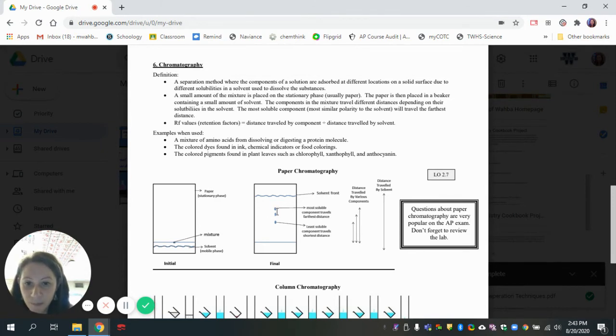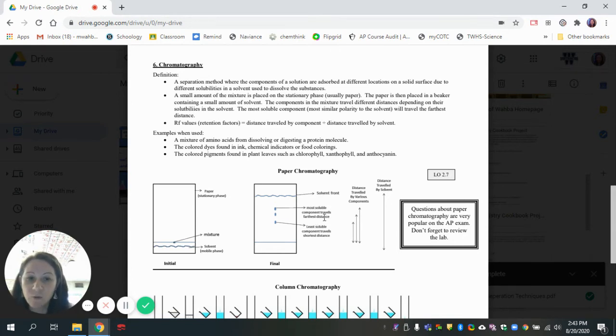And the top spot, that's the one that's the most soluble in your solvent, and it's the most attracted to your solvent. Remember intermolecular forces? We'll review that a little bit later, but again, the most soluble, the most attracted to the mobile phase will travel the most. The one that traveled the least would be the least soluble, or the least attracted to the mobile phase.